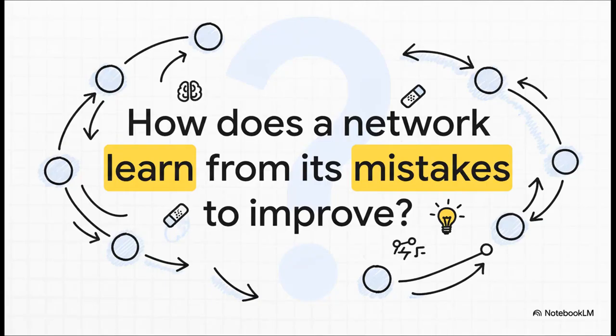So that brings us to the end of this explainer. We've seen how a network can take inputs and spit out a prediction. But that leaves us with a huge question. How does it actually learn from its mistakes? How does it know how to adjust all those weights and biases to get better? Well, that process is called backpropagation, and it's the key to making these networks truly intelligent.